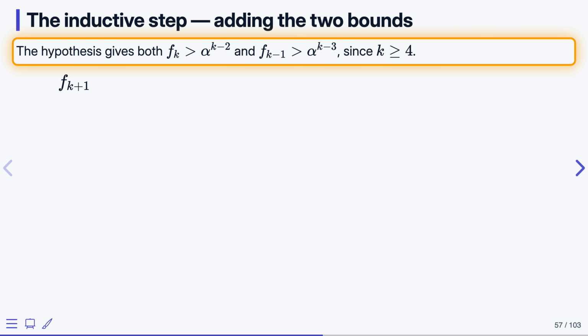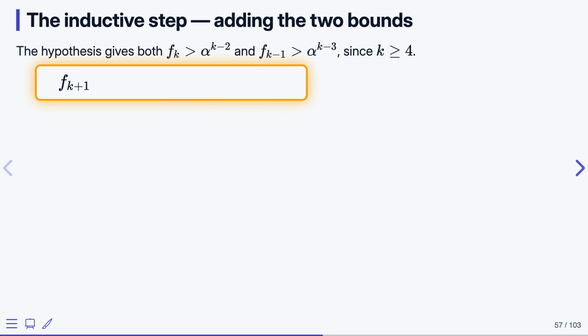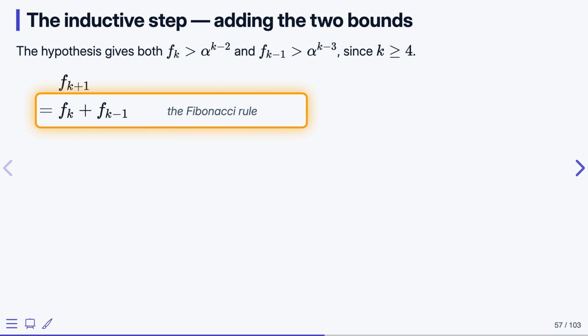Now we finish. Since k is at least 4, both k and k minus 1 sit inside the range of our hypothesis. So f sub k is greater than alpha to the k minus 2, and f sub k minus 1 is greater than alpha to the k minus 3. We start at f sub k plus 1. Step 1. The Fibonacci rule says it equals f sub k plus f sub k minus 1.